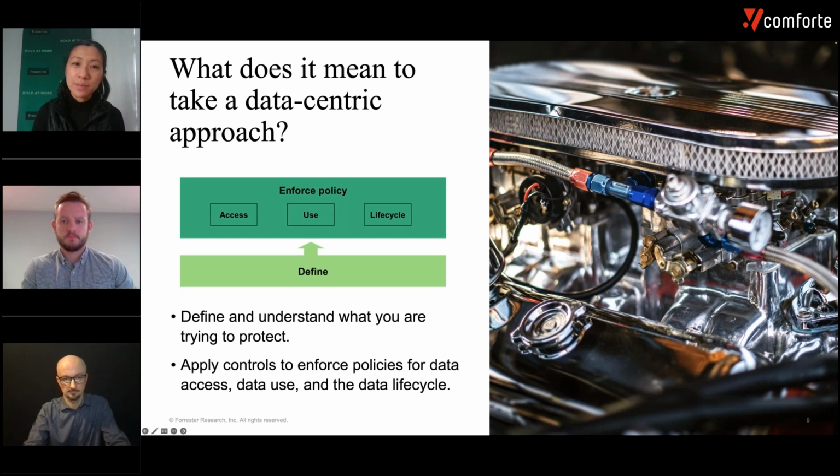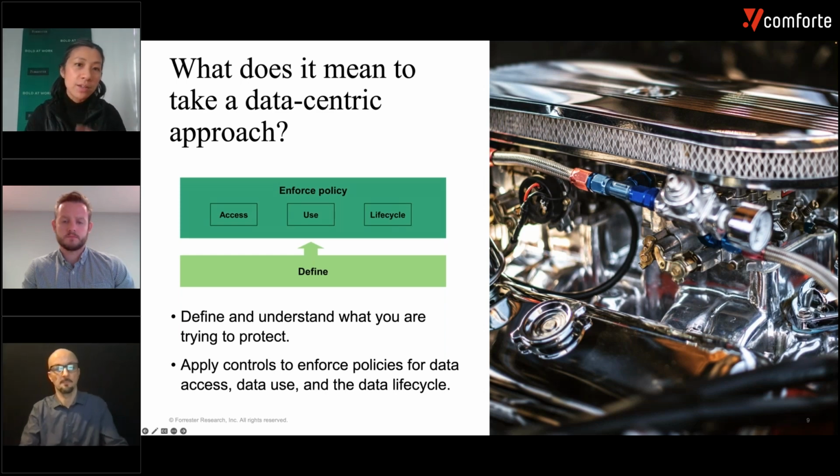Think of a data-centric approach, a data-centric control, as something that can help you to, one, define and understand what it is you're trying to protect. So oftentimes this involves capabilities like data discovery, data classification. And then it also enables you to apply some type of control to enforce a policy around data access, data use, or the data's life cycle.